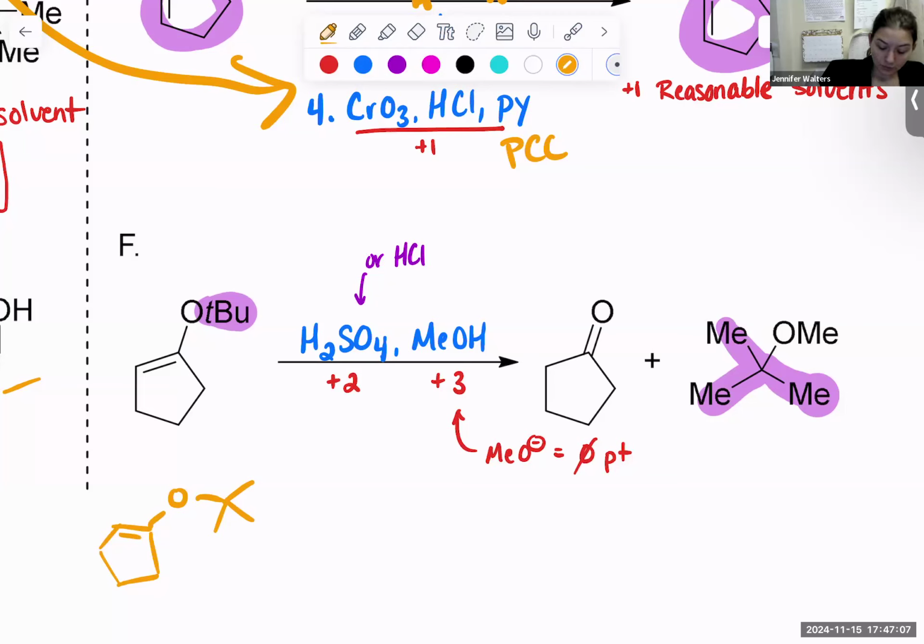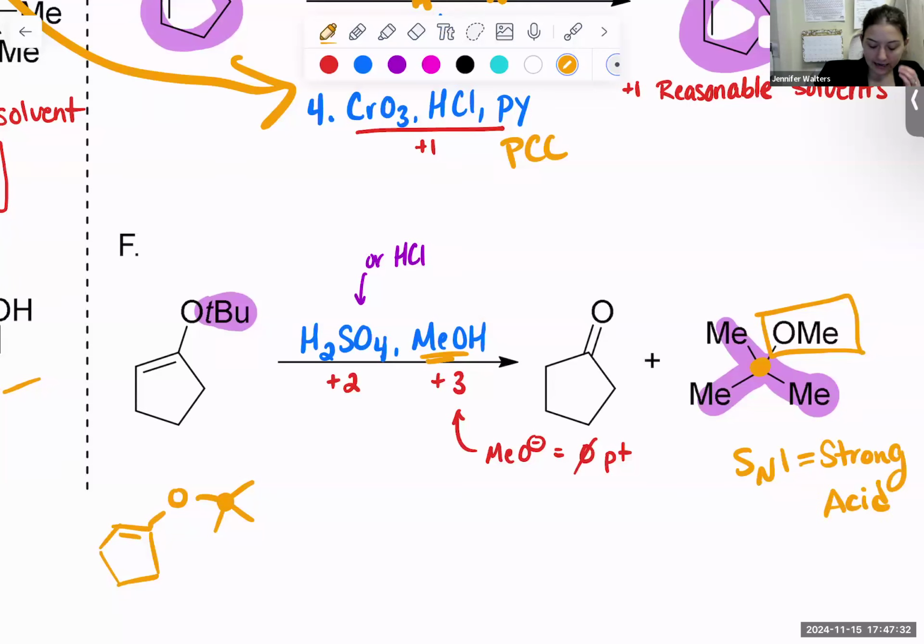So recognizing this, then I'm seeing that I need to get a tertiary substitution where I need to be adding that OMe. So I needed OMe, and I needed it to be on the more substituted side, indicating that I'm doing an SN1 reaction. So I need to make carbocations. So then that told me I needed strong acid. I needed my strong Bronsted acid, or you could have done strong Lewis acid.